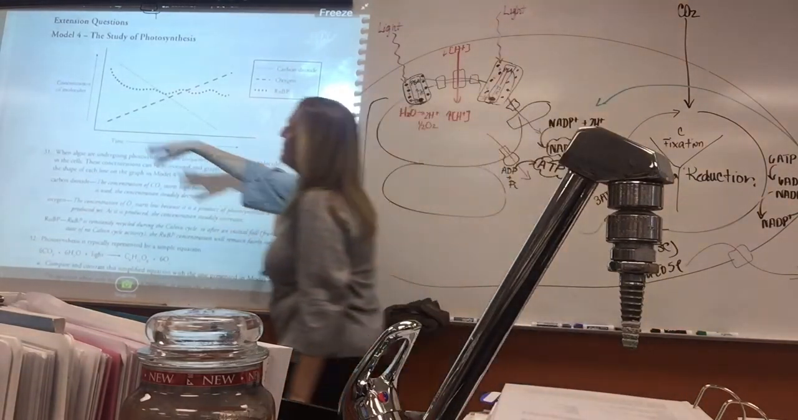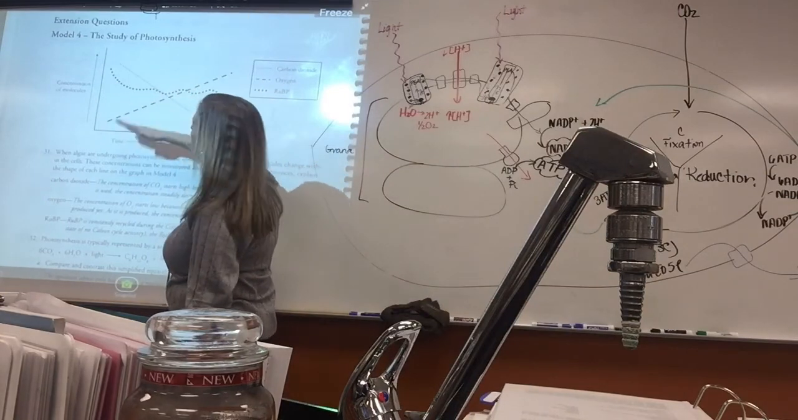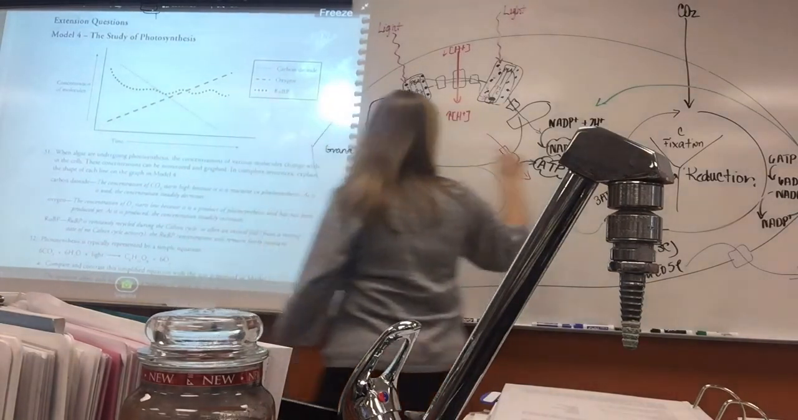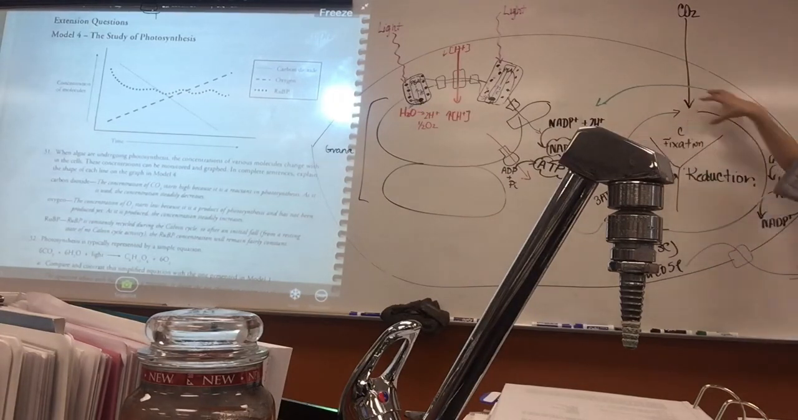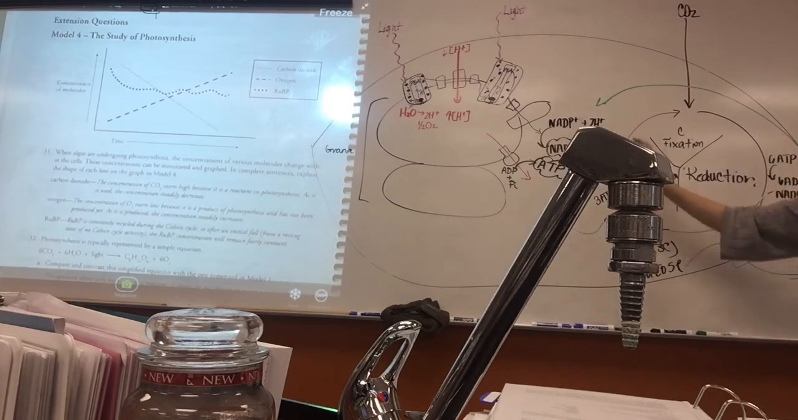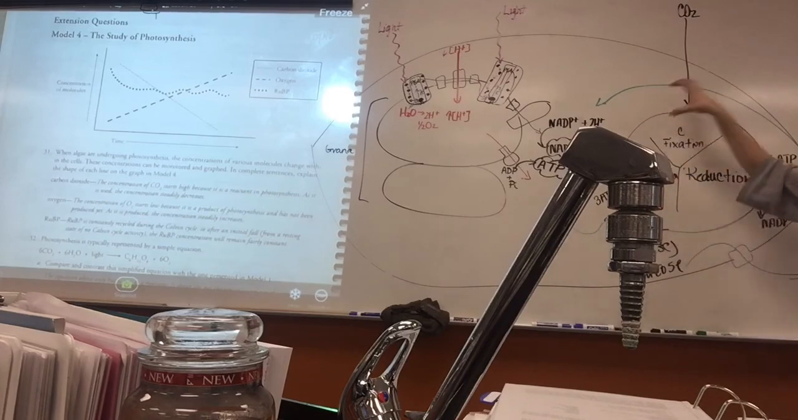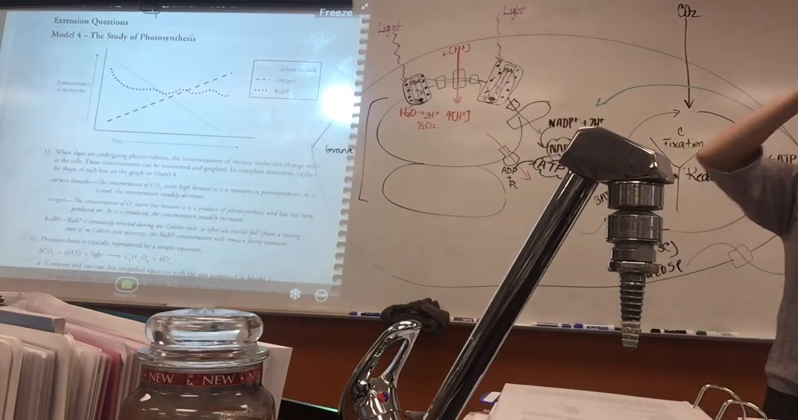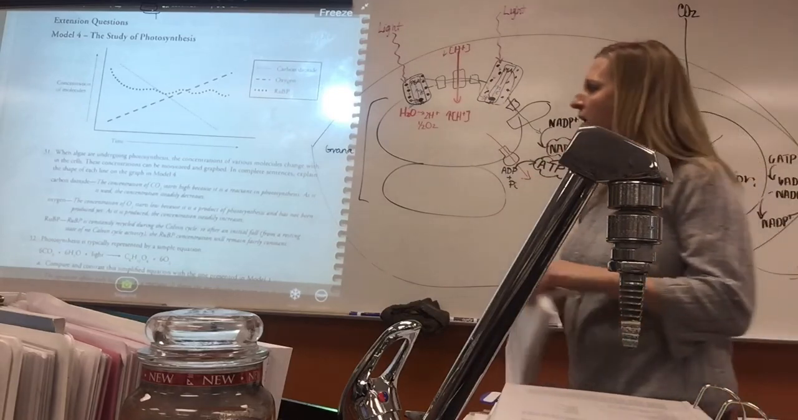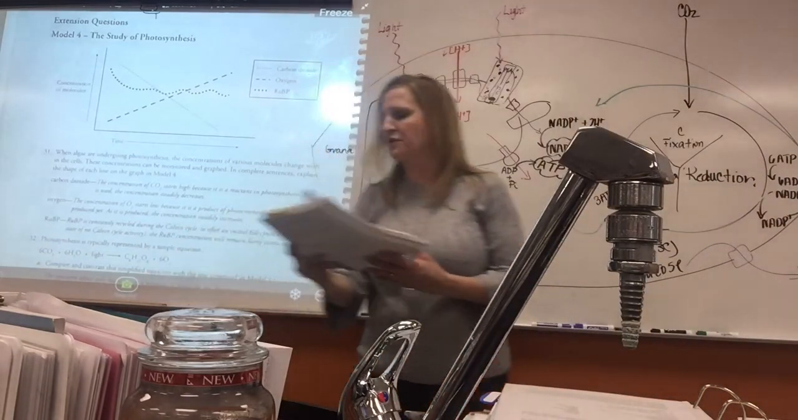Notice here the RuBP kind of doesn't really go overwhelmingly up or down, and that's because RuBP is here as part of the Calvin cycle. And so remember that it's used and becomes PGA first, but then it recycles and comes back to RuBP, so you never run out of it in the cell. So that's why we see a little bit of fluctuation, depends on where it's at in the Calvin cycle. All right?